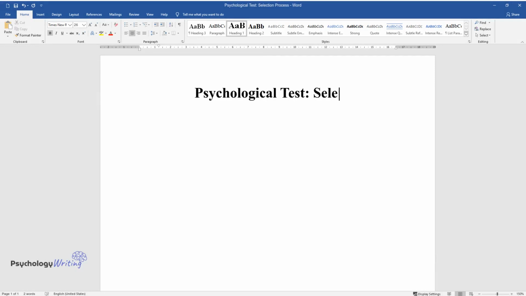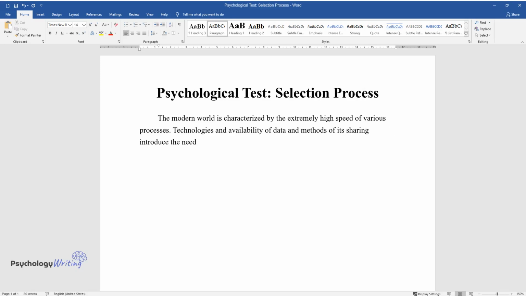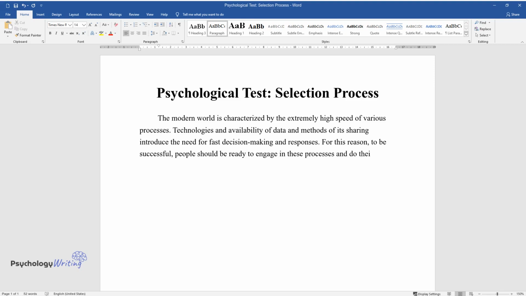Psychological test, selection process. The modern world is characterized by the extremely high speed of various processes. Technologies and availability of data and methods of its sharing introduce the need for fast decision-making and responses. For this reason, to be successful, people should be ready to engage in these processes and do their best. It helps to be respected in society.